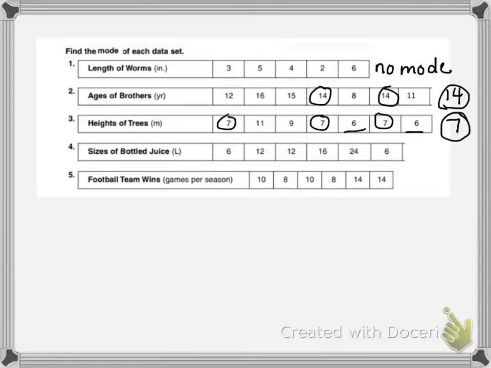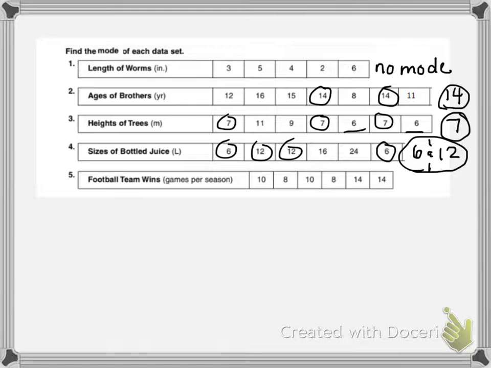All right, number 4, the sizes of our bottled juice. I have 2 sixes here, and I also have 2 12s. The 6s and the 12s occur more often than the 16 and the 24. So in this case, 6 and 12 are the mode, both of them. So it's possible to have no mode. It's possible to have one number as a mode. It's possible to have 2 or 3 numbers as a mode.